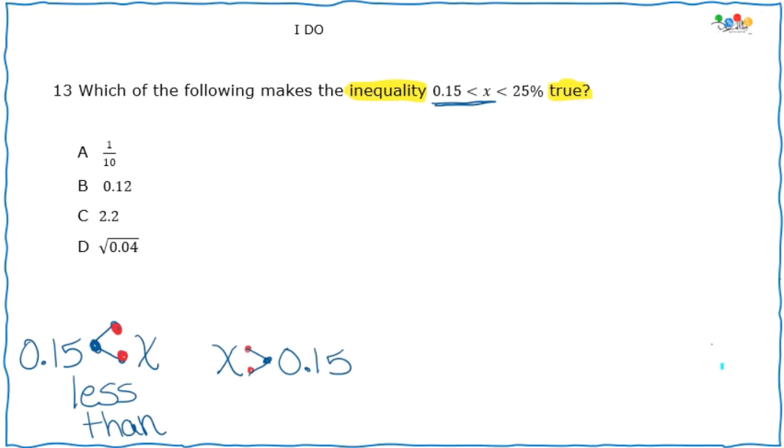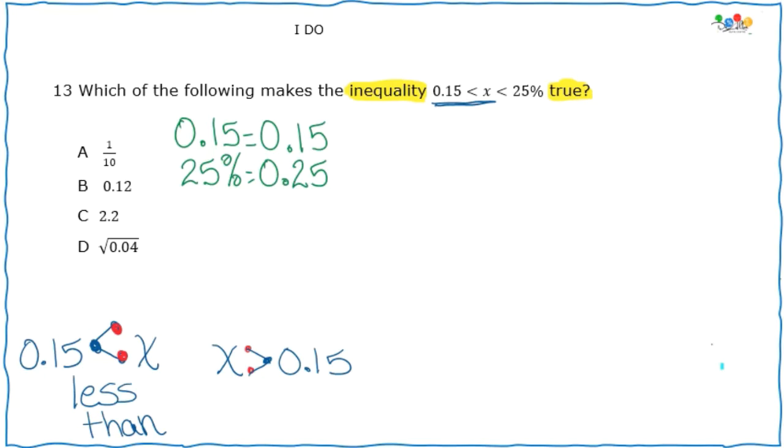So the next thing that I want to do is change all my numbers to decimals. So I'm going to start with the first one in my problem, right? Which is 0.15. That stays the same, right? Because it's exactly the same. Very good. What about the next one? I got 25%. Well, 25% is the same as 0.25. Very good.